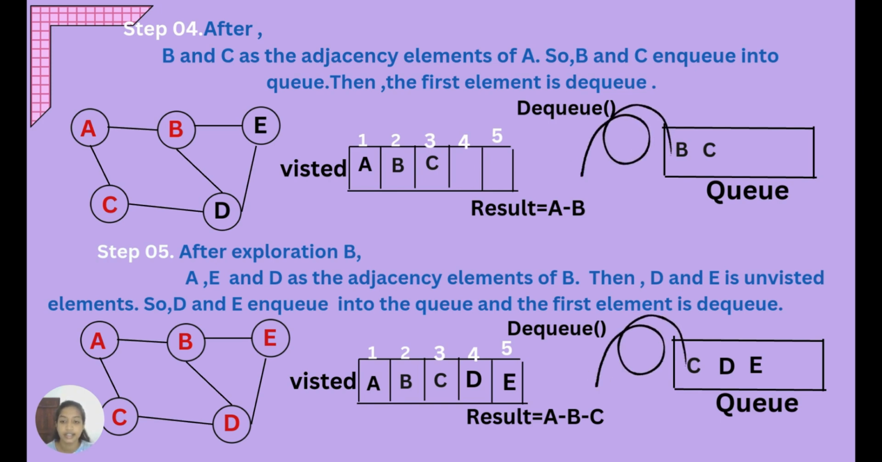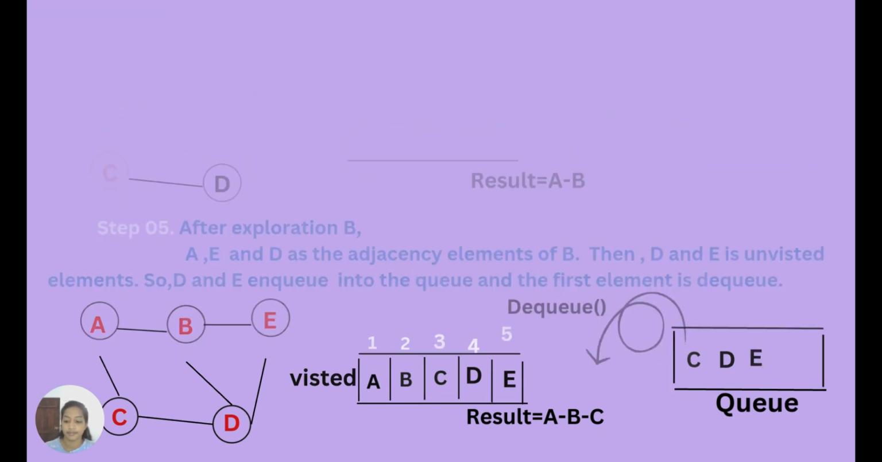Step 5: after exploring B, A, E and D are the adjacency elements of B. D and E are unvisited elements, so D and E are enqueued into the queue and the first element is dequeued. So the visited array is A, B, C, D, E. Result is A, B, C.